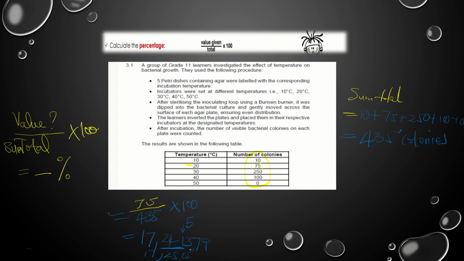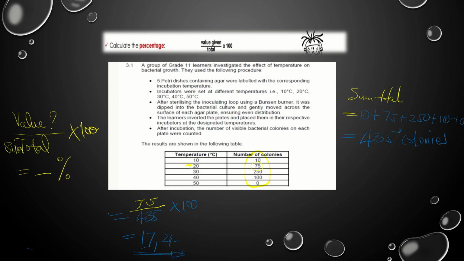17.25 percent, right? So please always check that. In this instance, we just have 17.24, and this is 1. So the 1 does not have any impact on this, and we just leave it as it is.